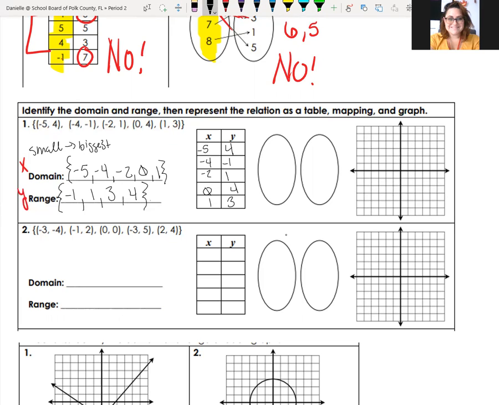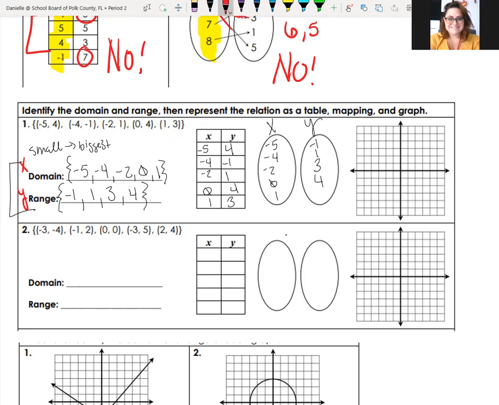When we're mapping, we need to align them like we did for domain and range originally. X goes first, Y goes second. So again, we're going to put them in order from smallest to largest. So -5, -4, -2, 0, 1. And then we're going to rewrite our domain numbers. So -1, 3, 4. And now I'm just going to literally map them together.